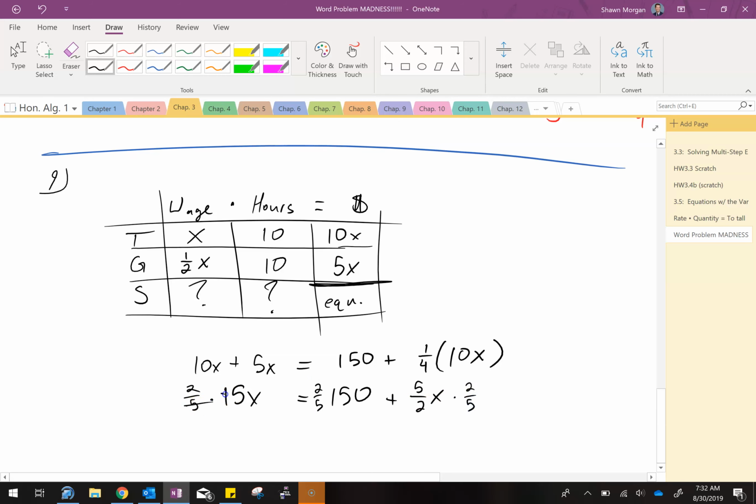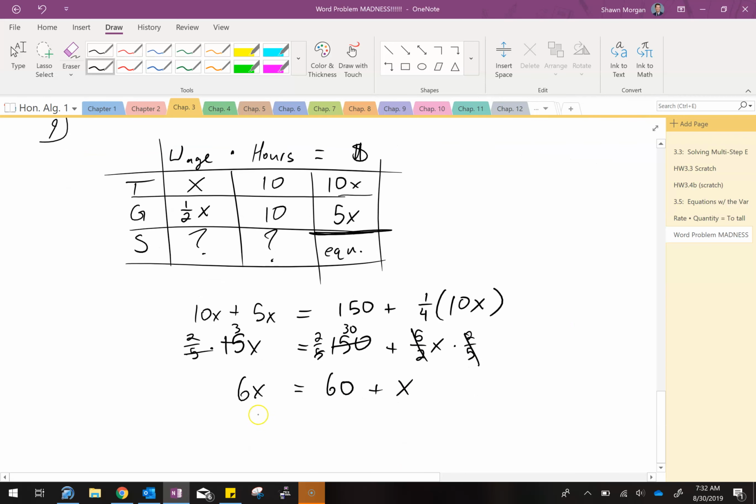And then we'll start canceling some things out. So we got 6x. 5 goes into there. 30 times 2 is 60. And then, of course, the two reciprocals here just cancel out. So we'd subtract x from both sides, get 5x equals 60. Divide both sides by 5 and get x equals 12. Is that a reasonable answer?